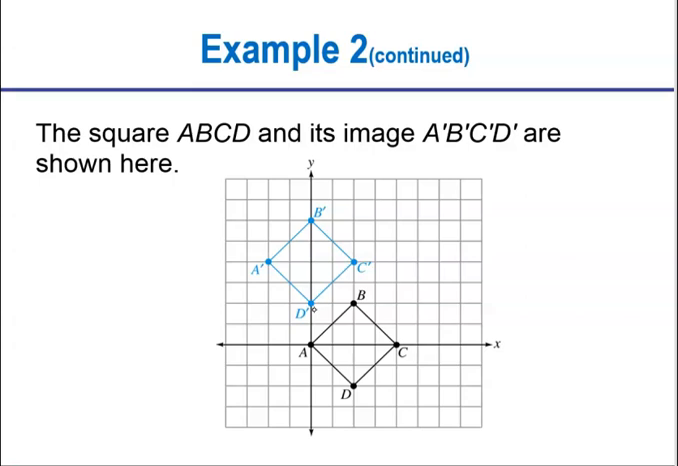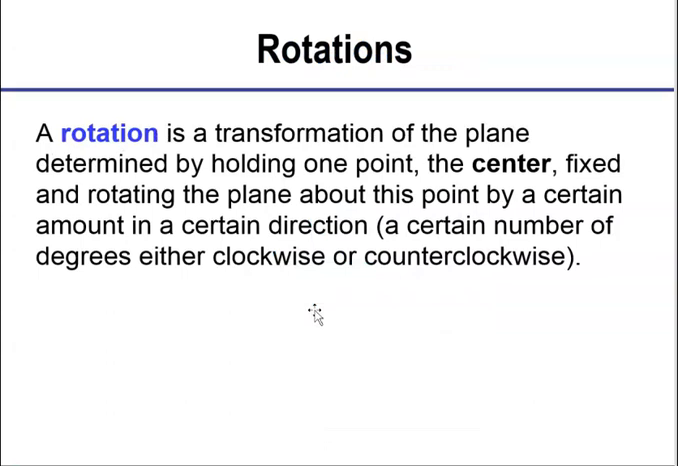Now again, you could just plot those 4 points, connect the dots. It's going to be exactly the same shape. They're congruent. They're just in a different position. Now, translations are not the only thing we can do. We can also perform rotations.